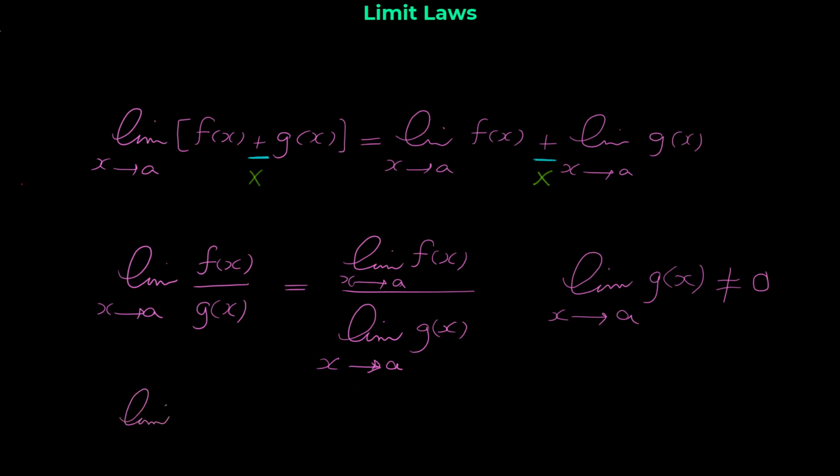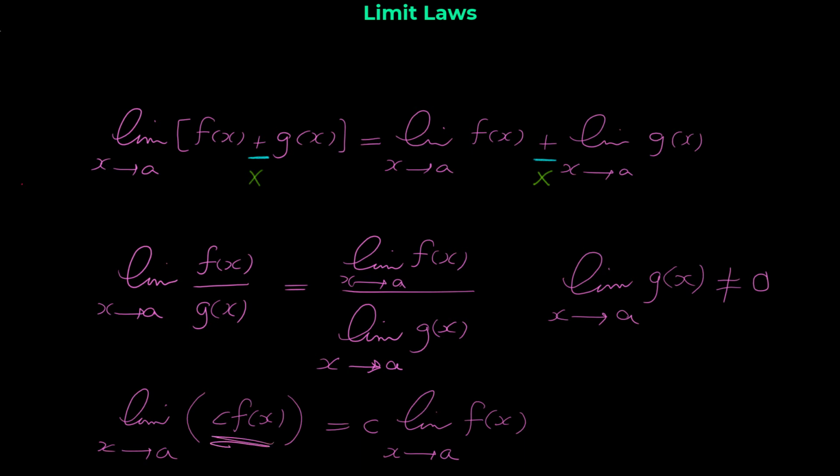One more limit law that is not bad to mention is that limit of c times f of x. Let's say c is a constant like 2, 5, any number. Limit of c times f of x when x approaches a can be written as c times limit of f of x when x approaches a. So whenever we have a constant multiplied by a function, you can pull out the constant based on this law.